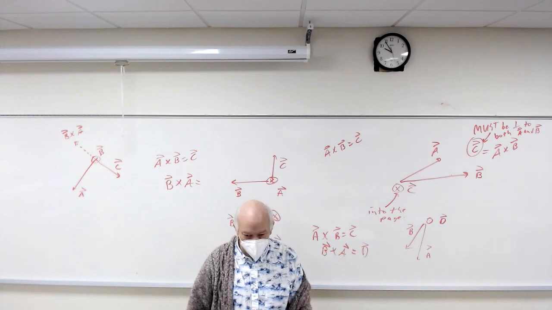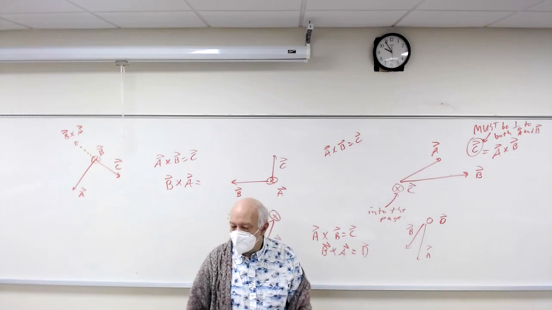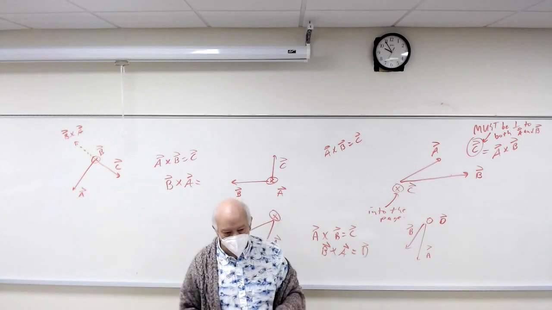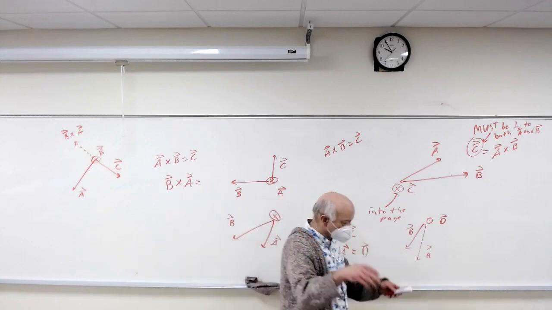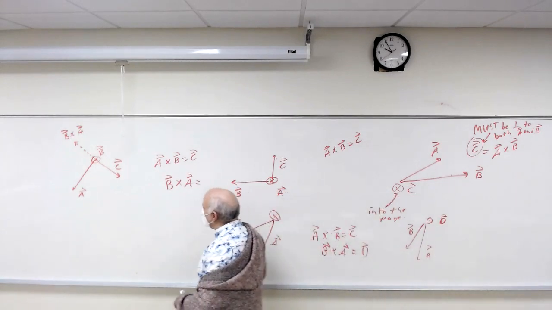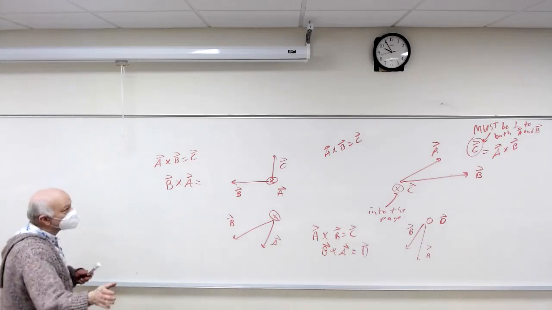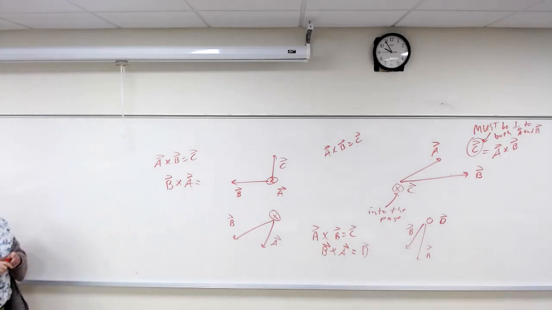Does that make sense? We're going to see it in magnetic fields when we get to them. Everything in magnetic fields is cross products. We're going to have a zillion right hand rules and a zillion cross products. So let's look at the white one and do an example here.